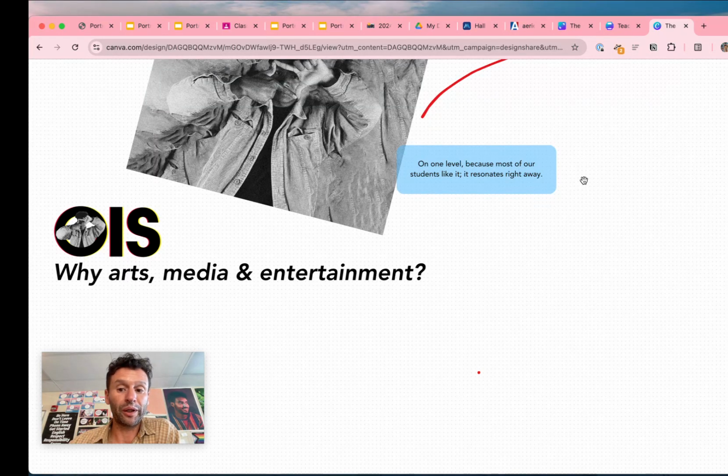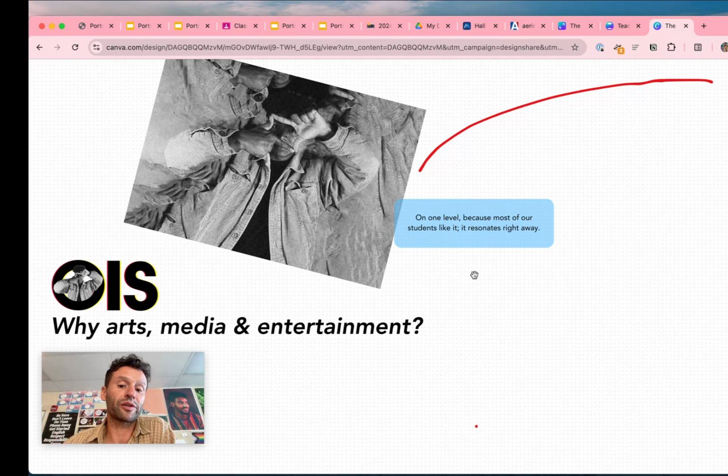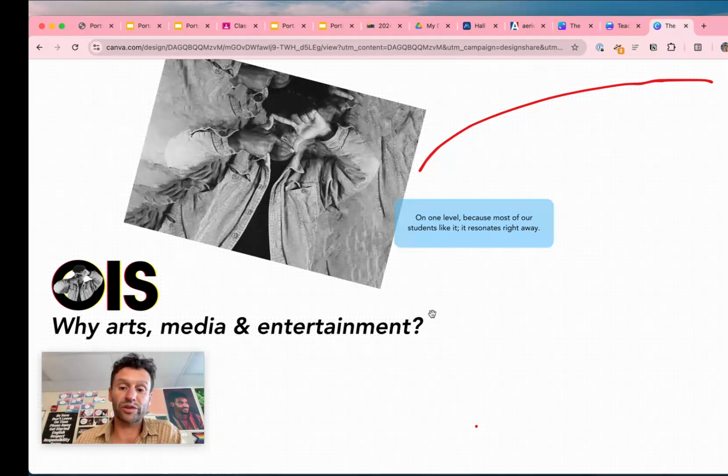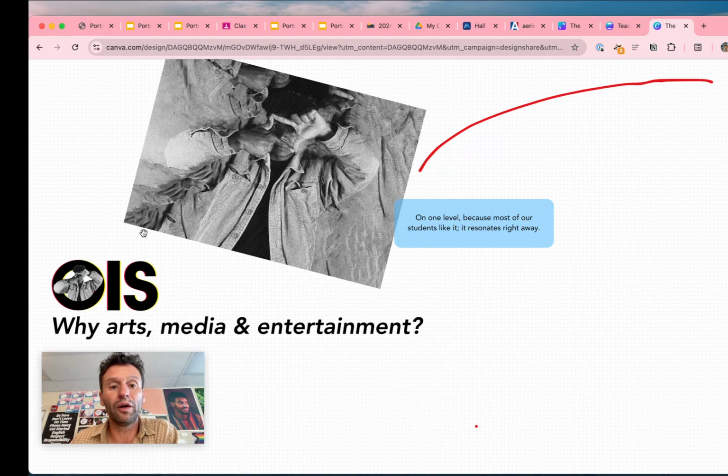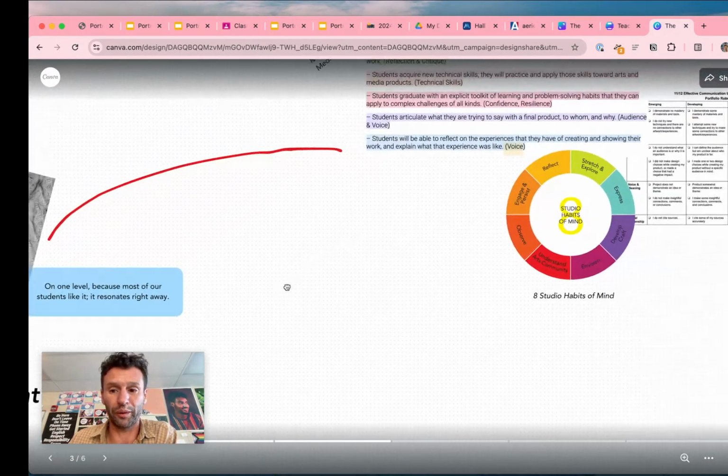On one really basic level, because it resonates with our students right away. Most of them seem to like it. Not every pathway will catch every student exactly where they are, but more or less, most students love to do art and media and entertainment. So that's a really simple thing.